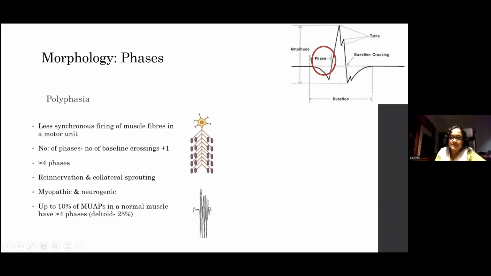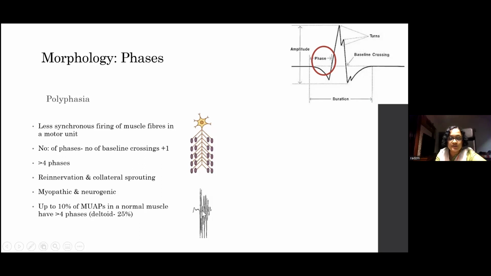We then look at phases. So you would have heard the term polyphasic or multiphasic motor units. So these are complex polyphasic units, or CPUs. And polyphasia is basically the number of times this potential crosses the baseline. So you're allowed to cross up to about 3 to 4 times. But if you cross more than 4 times, you get a potential that looks like this, with multiple crossings. And this denotes a neurogenic disorder if it is accompanied by high amplitude and long duration and reduced recruitment.